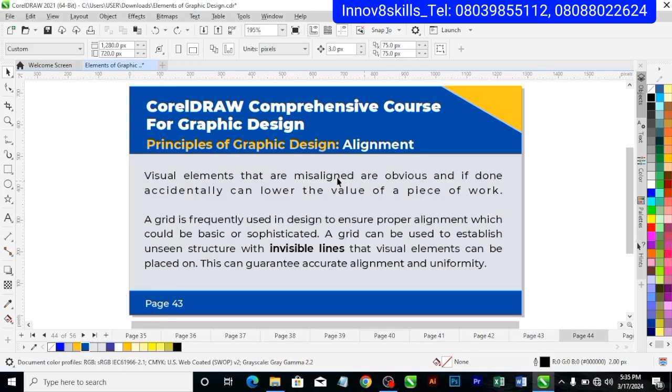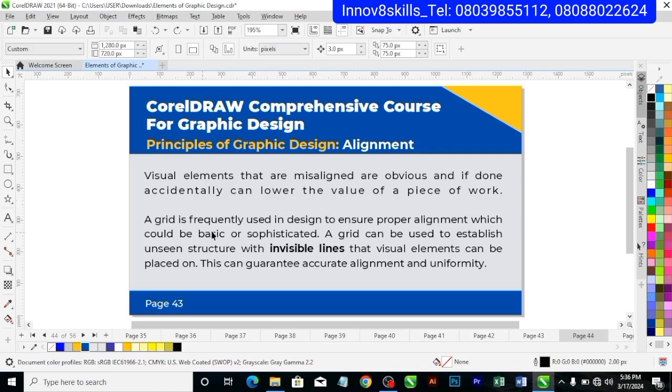So visual elements that are misaligned, if done accidentally, can lower the value of a piece of work. You can see this is what I was explaining under justified alignment earlier. It must try to fit this text box, and since I have fewer text here, it looks stretched. That is why you must be careful when you are doing this kind of justified alignment.